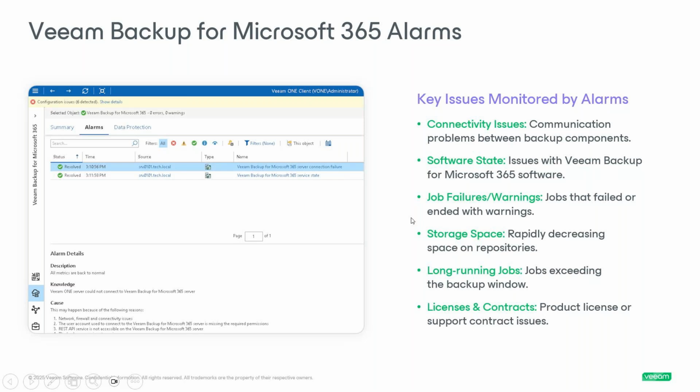Jobs that fail or end up with a warning, storage space, capacity planning, long-running jobs, license and contract issues. So really, again, those alarms track all types of issues and give you status on whether those issues are okay, or maybe they failed and you should take a closer look at them.